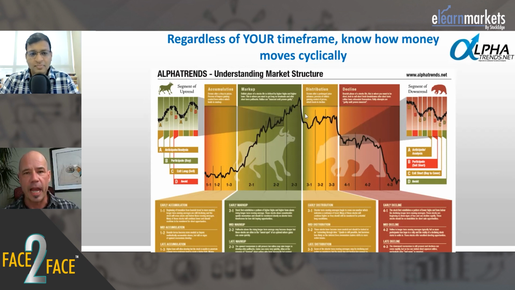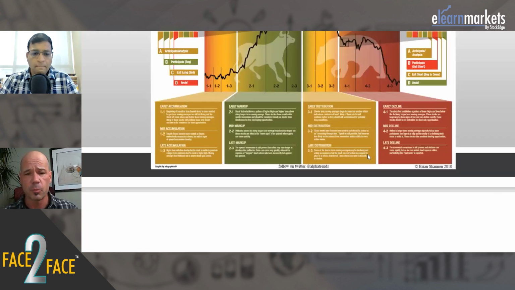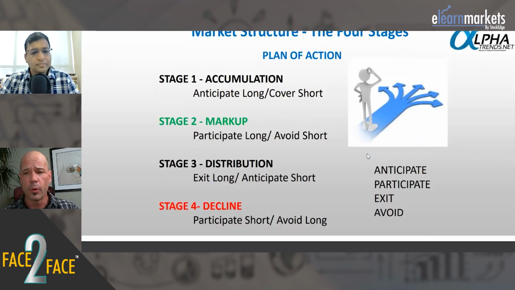Stage 3 occurs after the markup. We have a chance where the market starts to turn sideways. And we certainly saw that, for instance, the Russell 2000 and the S&P 500, and now we're in a stage 4 decline in a lot of these markets, guilty until proven innocent. So what we want to do is come up with a plan of action for each one of these stages.